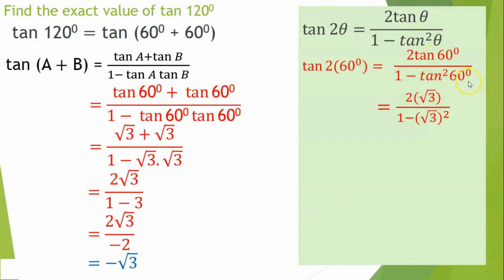So tangent squared 60, so that would be square root of 3 squared. In which square root of 3 squared, you cancel this, we will end up with 1 minus 3. So simplifying further, still we end up with negative square root of 3. So that's how you're going to do it. Another.